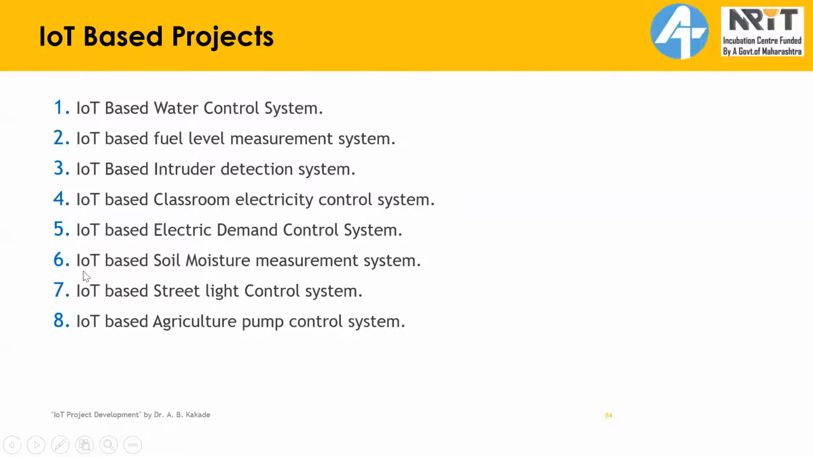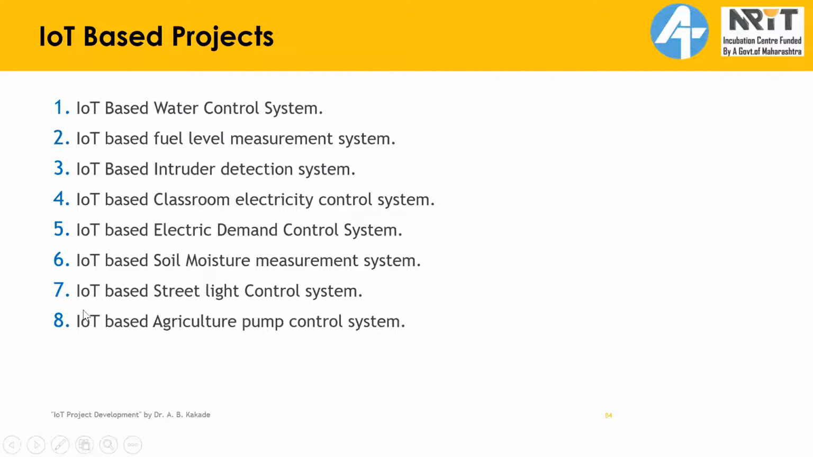Project number 6 is IoT based soil moisture measurement system. So I already discussed use of FDC1004 IC for measurement of fuel level or measurement of moisture level. So with the help of same sensor, that is same method, you can develop a soil moisture measurement system, and it can be IoT based. So you can deploy this sensor in farmland, and you can retrieve data in Android app.